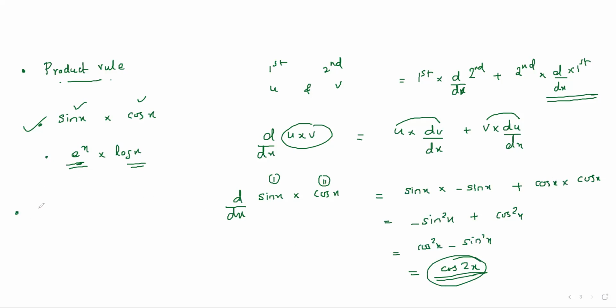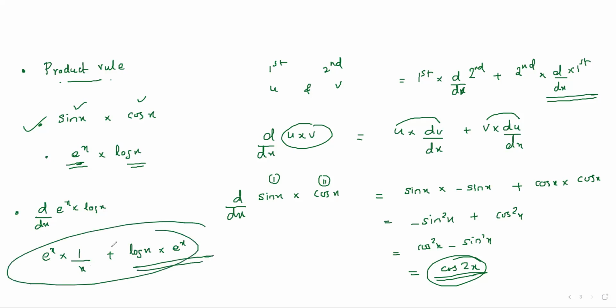The second example that we have is to find the derivative of e raised to x into log x. So how do we find the derivative? First function e raised to x into the derivative of log x, which is 1 by x, plus log x into the derivative of e raised to x, which is e raised to x. So what is the answer? e raised to x into 1 by x plus log x into e raised to x. Is that part clear?